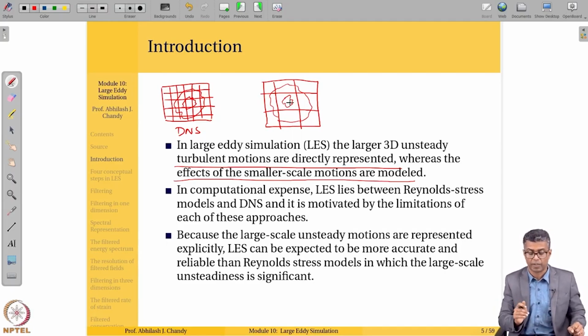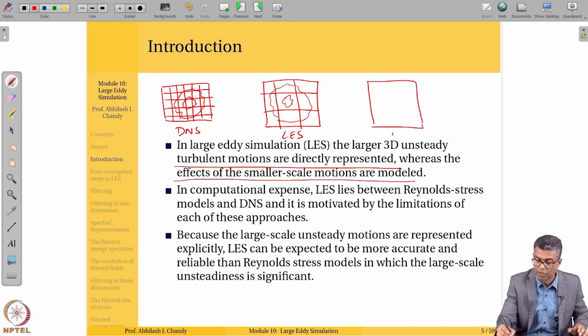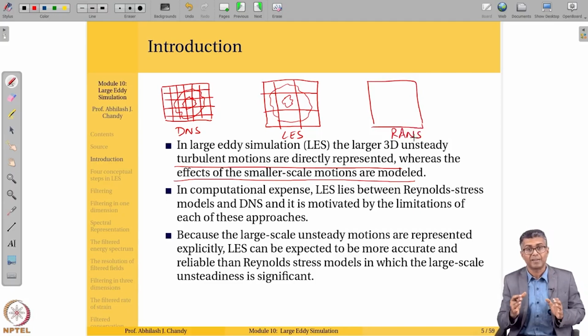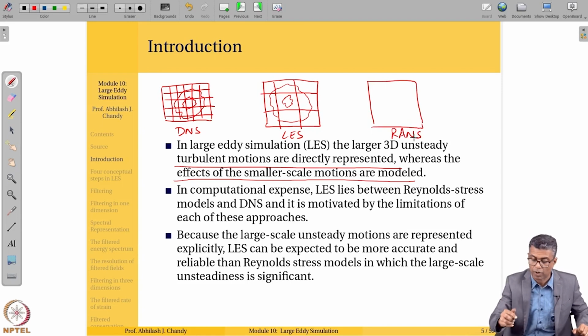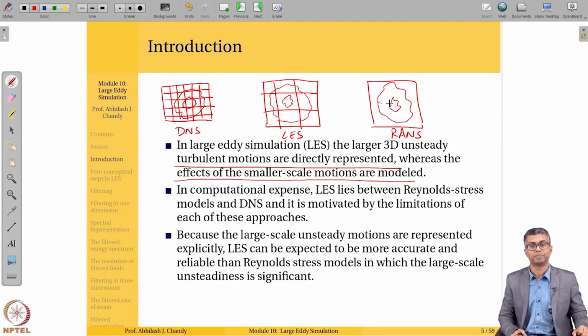I hope you're understanding. So this is for LES. Now, just for complete closure, let me draw what a RANS grid looks like. In a RANS grid, conceptually, you're not resolving anything. All the length scales are modeled. So your grid is this one here. The large scales are modeled and the small scales are modeled as well.